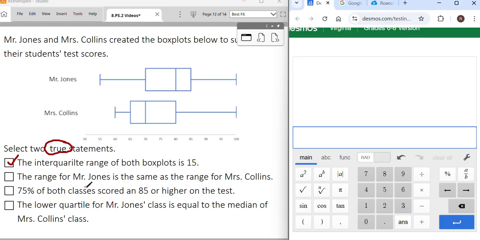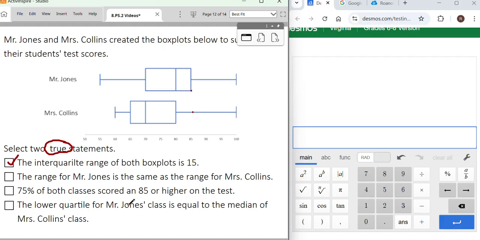It says 75% of both classes scored an 85 or higher. Well, 85 is right here and right there. Only 25% of Mr. Jones's class scored more than 85, and not even 25% of Mrs. Collins's class scored above an 85. So 75% of both classes scoring above an 85, that is not true.